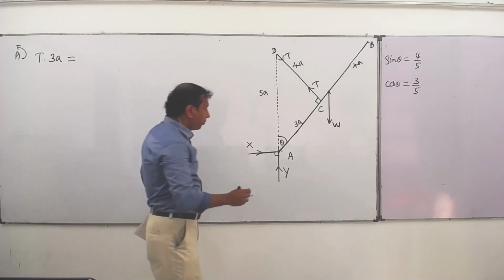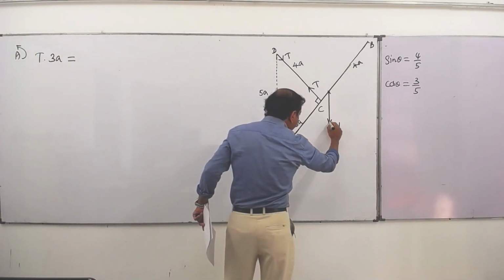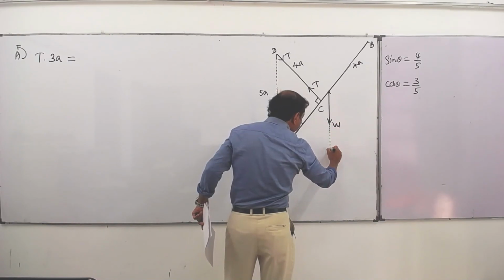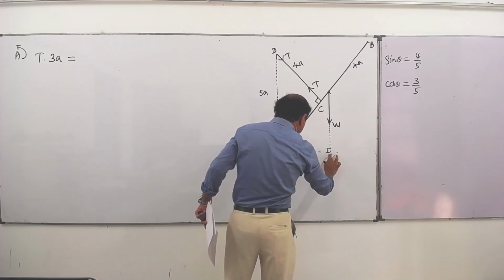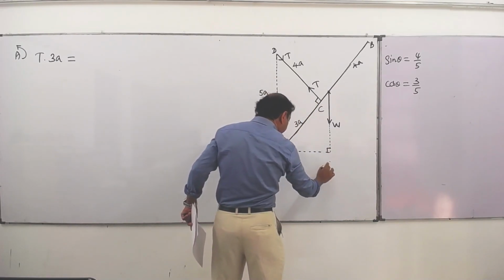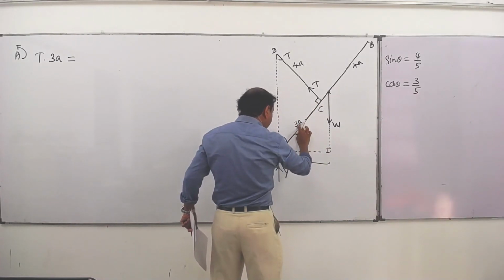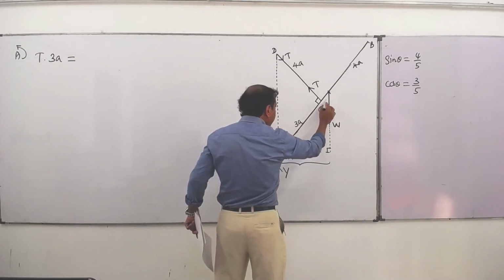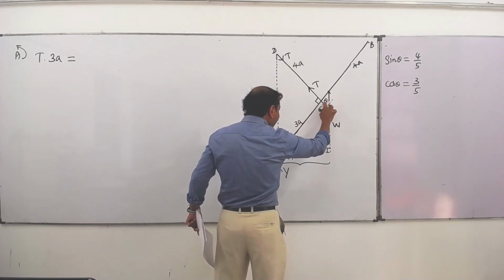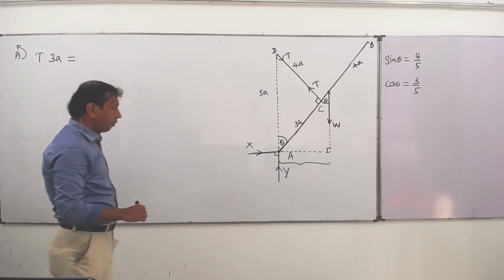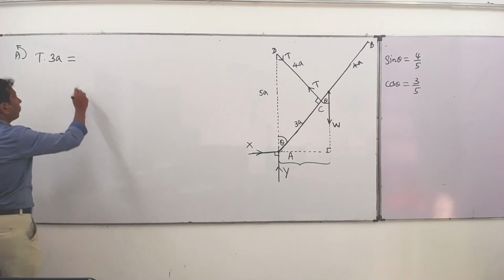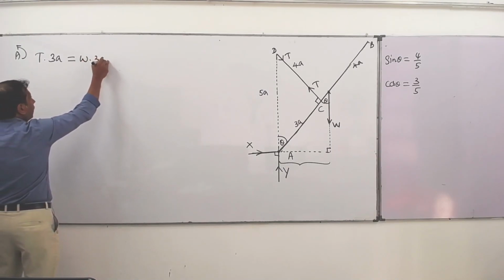Equals W times the perpendicular distance from A to the line of action of W. If this is 3A, if this is theta, this is also theta. Then the opposite side of theta is the only thing we need: 3A sine theta. So W into 3A sine theta.